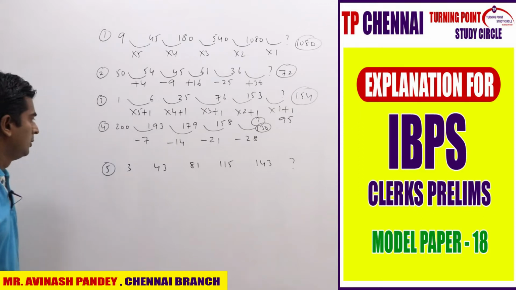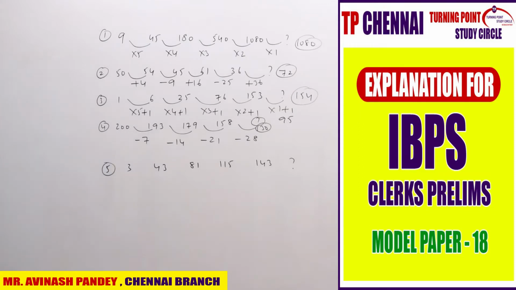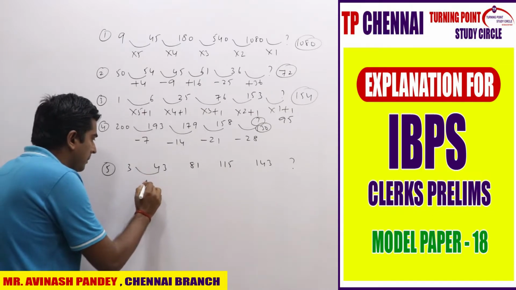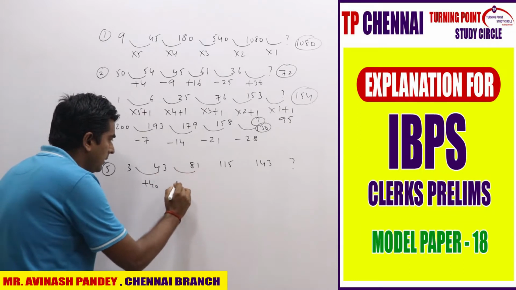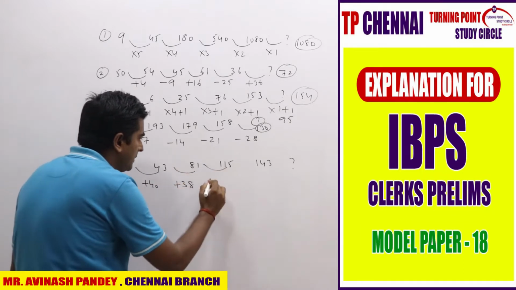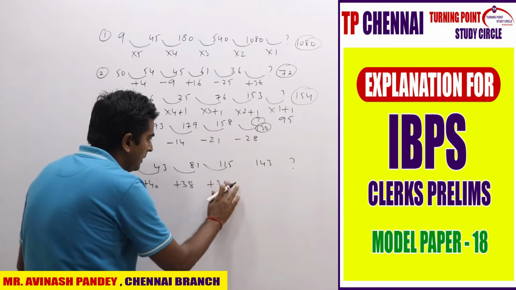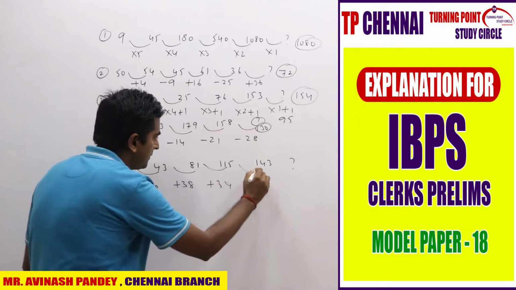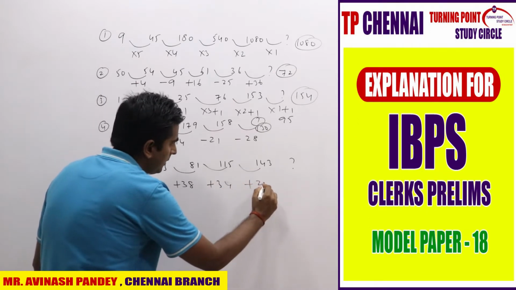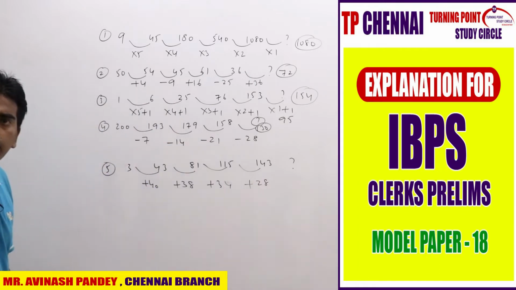Next one: 3, 43, 81, 115, 143, question mark. Again the difference logic will be there. Here the difference is plus 40, plus 38, plus 34, plus 28. So we are not getting any pattern directly.